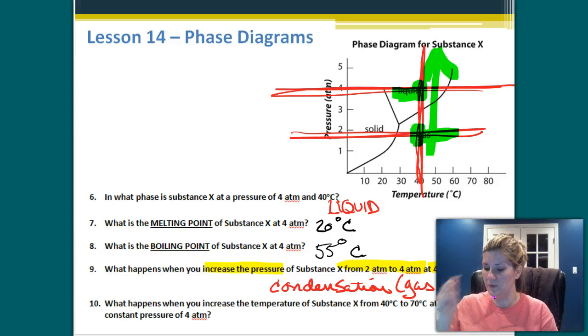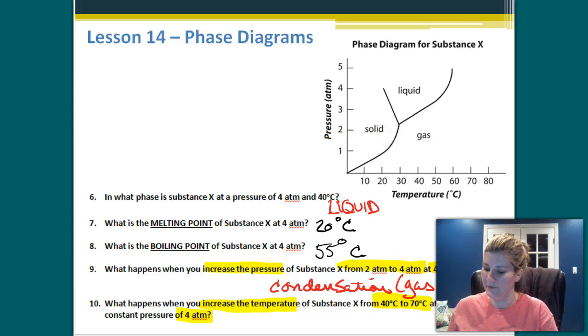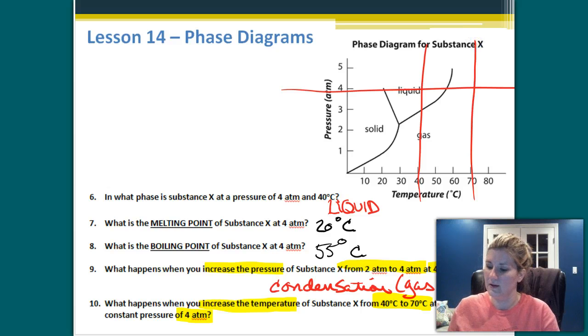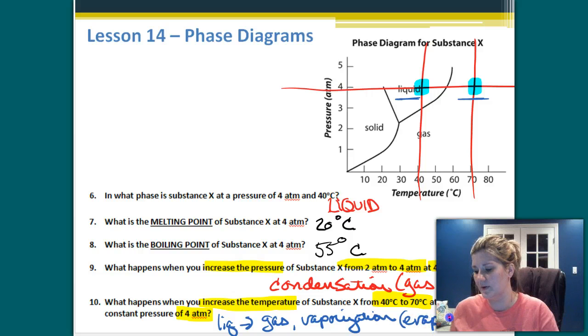Okay? What happens when you increase the temperature of substance X at 4 atm from 40 to 70? Getting rid of this chicken scratch. We're looking at 4 atm again, starting at 40 degrees C and then looking at 70 degrees C. We're looking at this point versus this point. And what has happened is that you went from a liquid area to a gas area. So liquid to gas is going to be vaporization. You cross the vaporization curve, so that's what's happening there, or what we better know as evaporation.